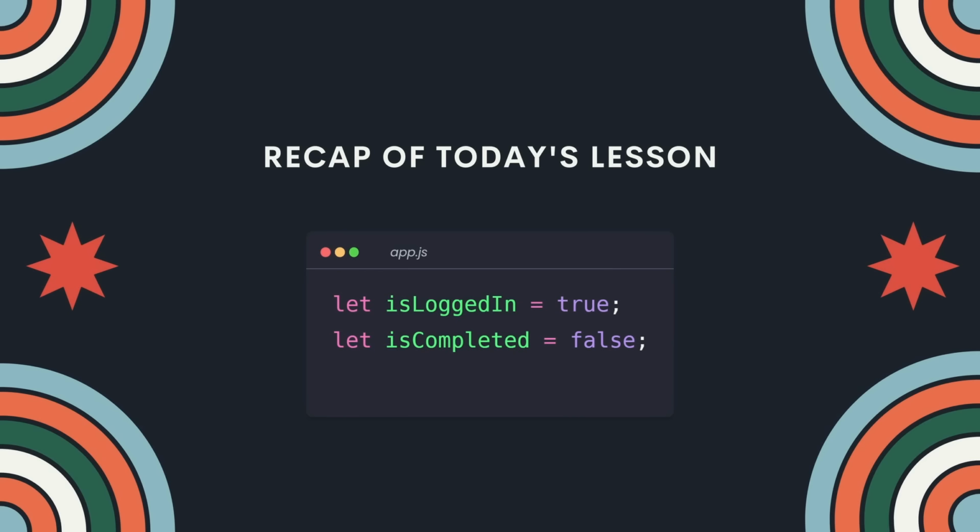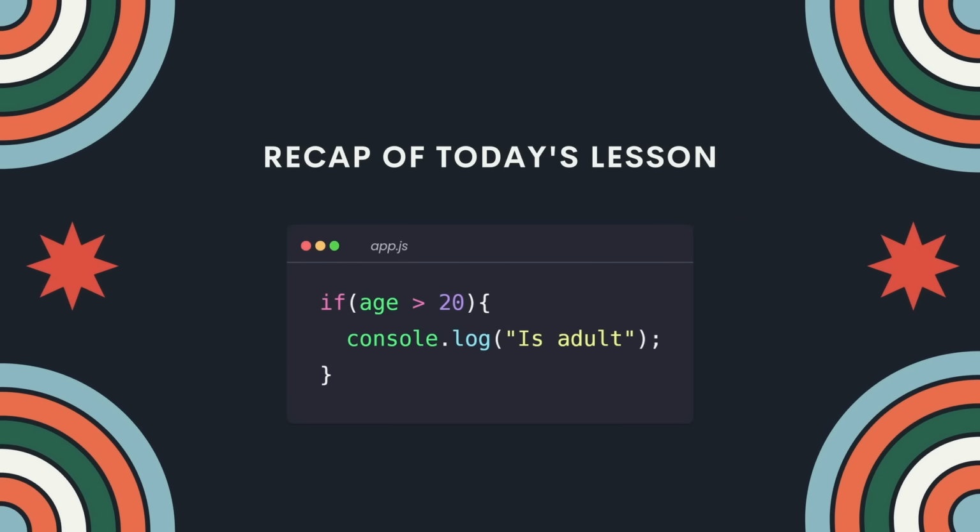Booleans are simple but powerful. They can only be true or false. Booleans help us make decisions in our code. For example, we can use Booleans to check if a user is logged in, if a task is completed, or if an item is in stock. Booleans allow your code to respond differently based on certain conditions.